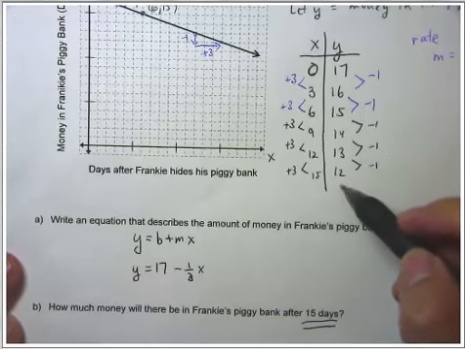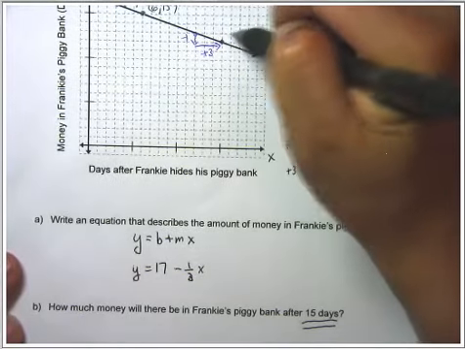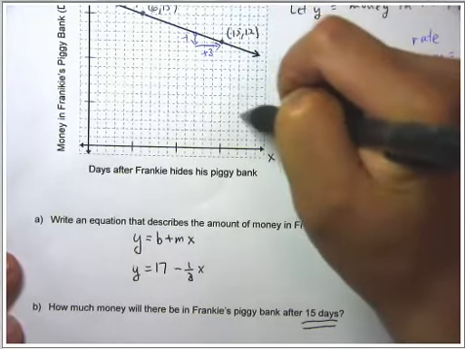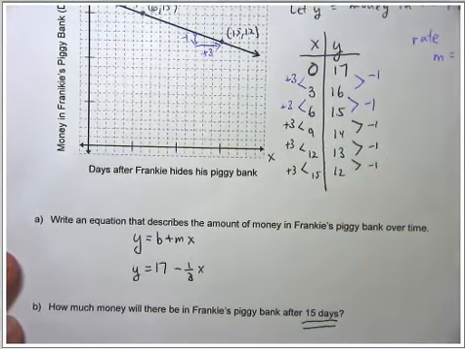You can also see that in the graph. I think that would be this point here. After 15 days, this is 15 comma 12. After 15 days, there's $12 left. Still, there's one more way we could do it.